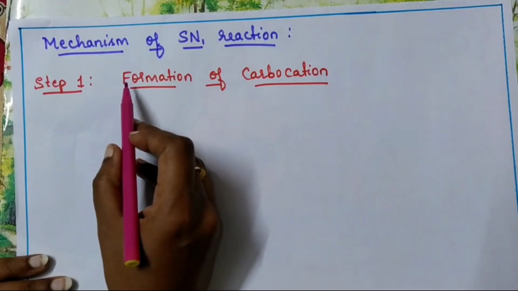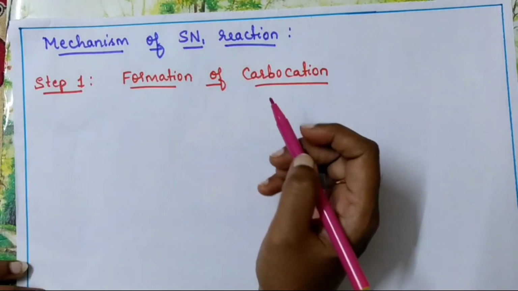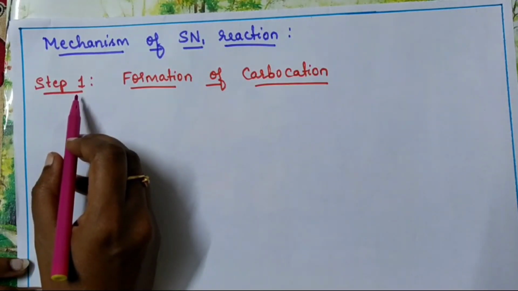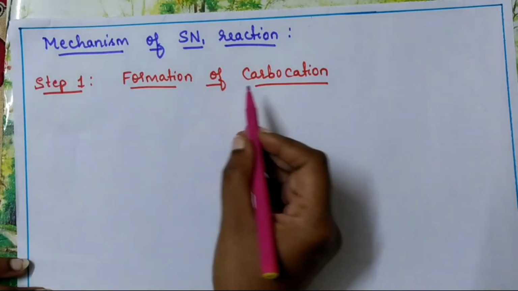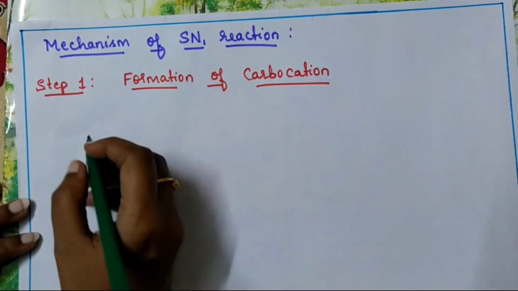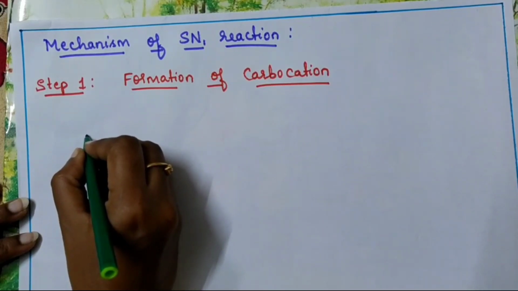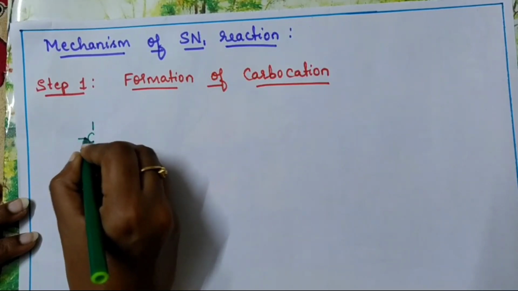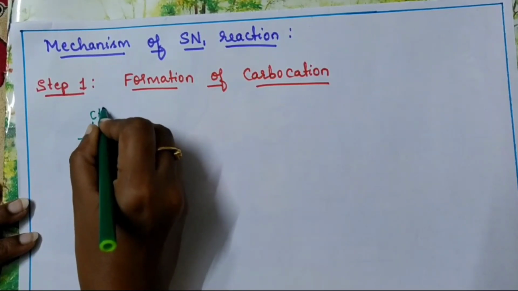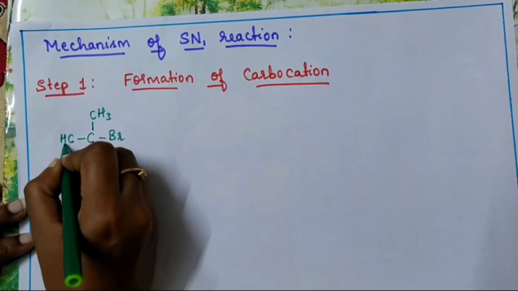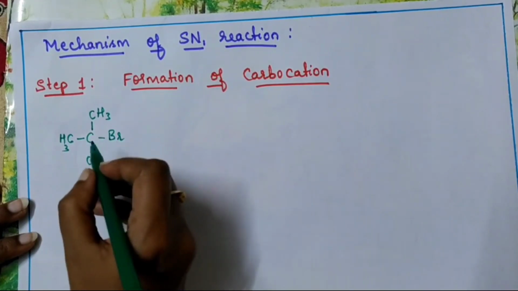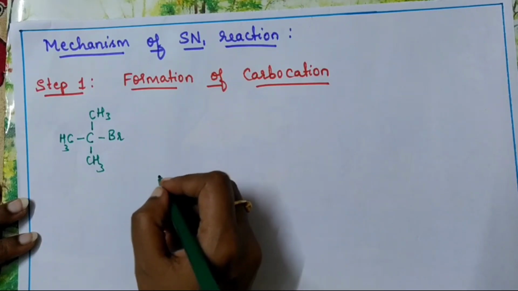The mechanism of SN1 reaction is going to take place in 2 steps, where in the first step there is a formation of carbocation. So let us write the first step now. What reactant we are going to use? We are going to use the tertiary alkyl halide. So let me write the reactant. CH3, CH3, CH3 bonded with bromine. This is tertiary alkyl bromide.